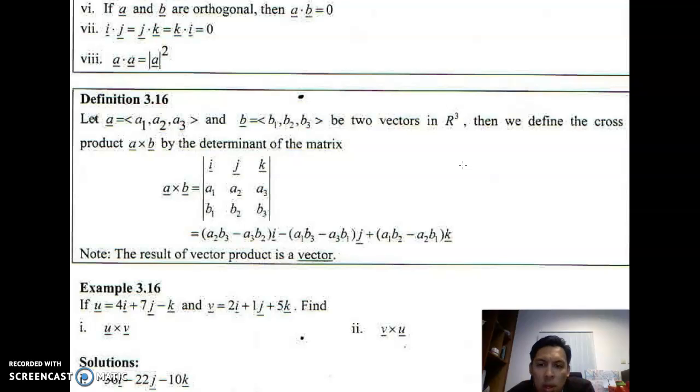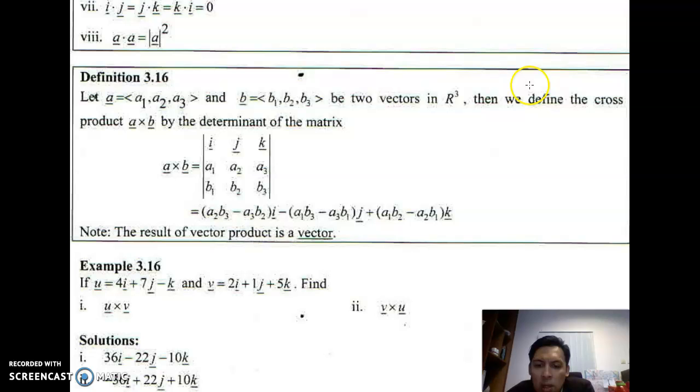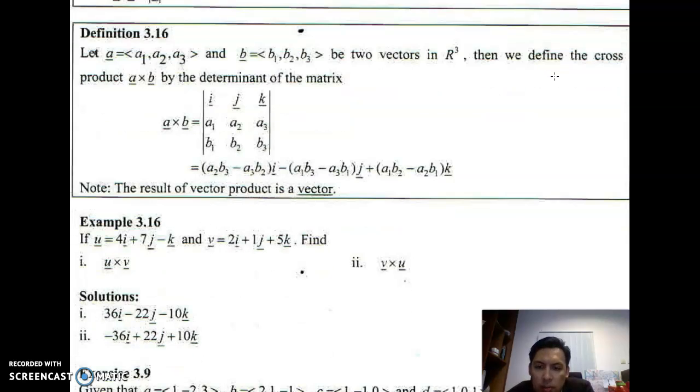Next, we have the cross product. For the cross product, we're going to discuss it further in the next video.